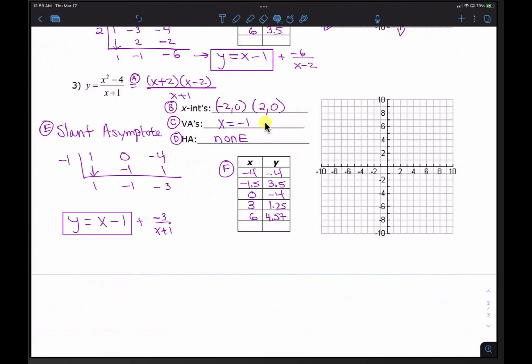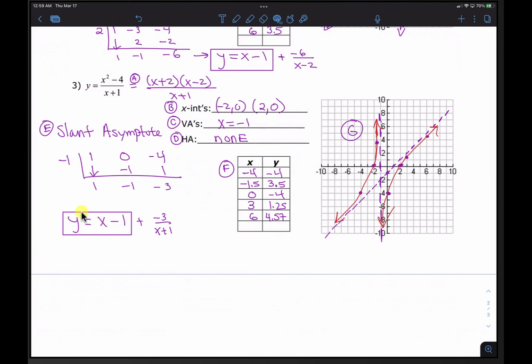All right, now we can finally go to the graph. That's step G. We just simply incorporate our two x-intercepts. So this is negative 2, 0, and this is positive 2, 0. We draw in our vertical asymptote, which is x equals negative 1, and that is this vertical line here.